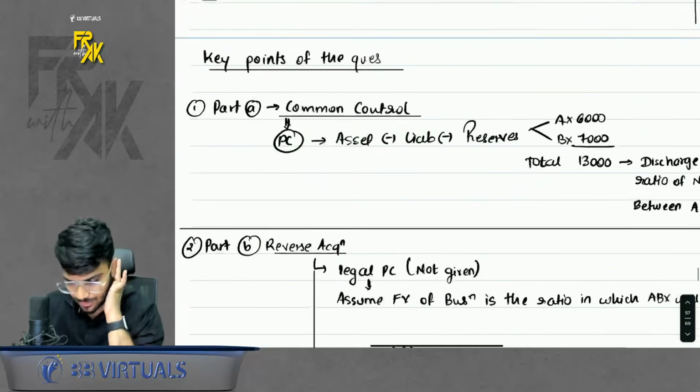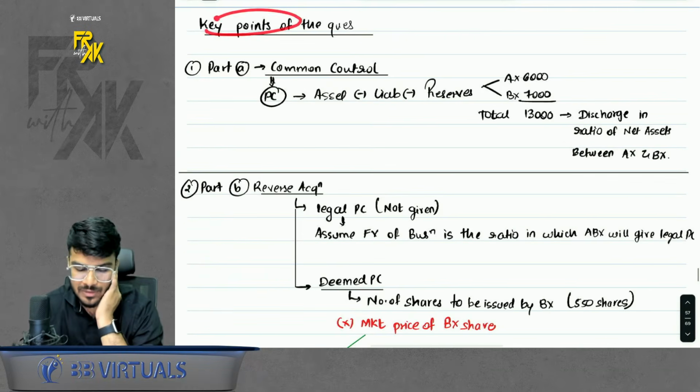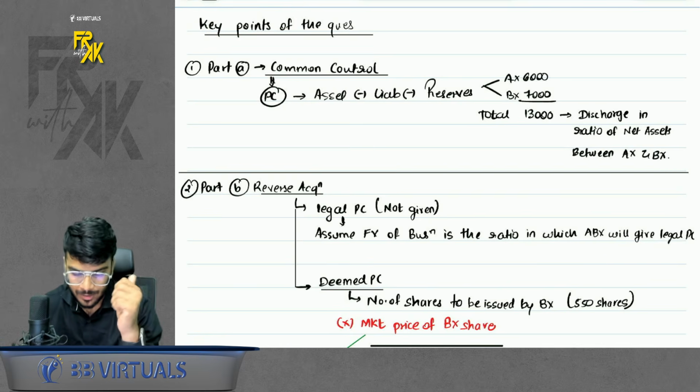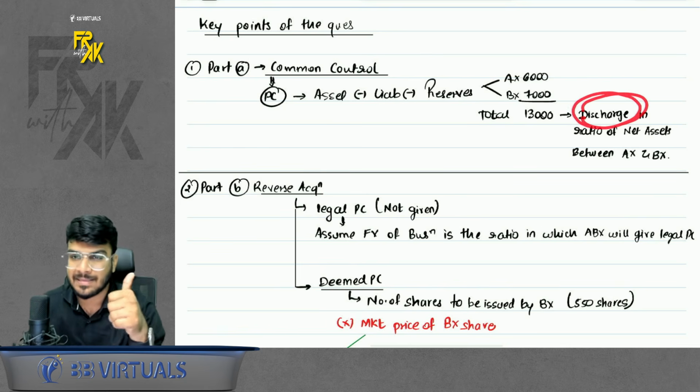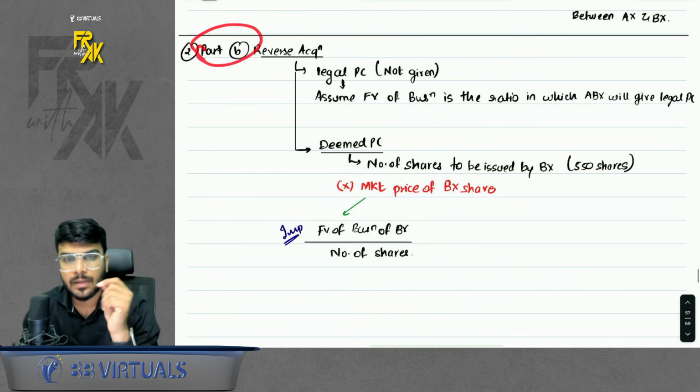So this is how you can do it. Also, I have given the key points of this question. In this question, only 3 points were important. In part A, PC was missing. So how did we find the PC and how did we discharge the PC? That was important. In part B, 2 points were important.